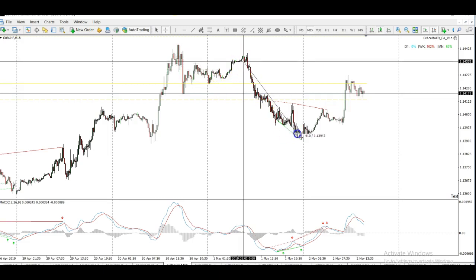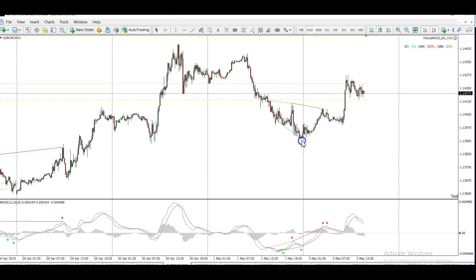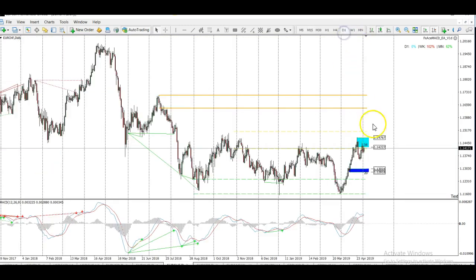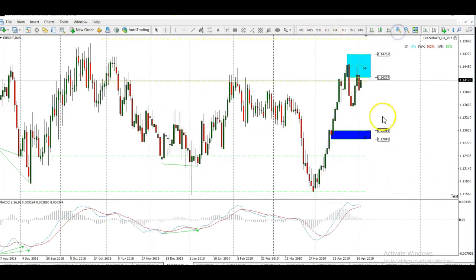Okay, so it's signal. Got a nice 40 pip drop there, so it was a nice drop off it today. Okay, so it's already tested this. I'm liking this to come back down. We'll see what happens today.